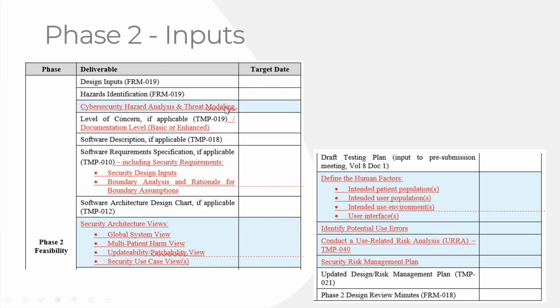Cybersecurity hazard analysis and threat modeling. If you don't know how to do that, take a look at our cybersecurity webinar, and we actually have a work instruction specifically for cybersecurity. The other thing we did is we added a lot more information in here on human factors. I had just described the things that you need to do as inputs, defining your human factors. These are the 4 things I listed. In addition to that, you're going to identify the potential use errors, do a URA, at least start it. So what I've basically done is I've taken our original design plan template and added recent things to it as a red line so you can see, hey, this is what's new.